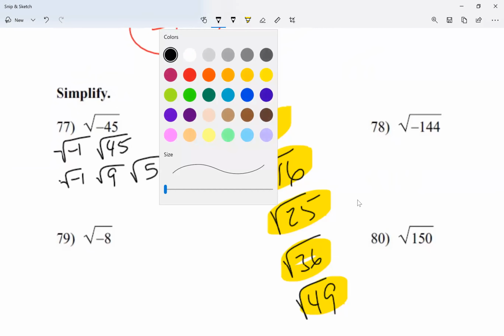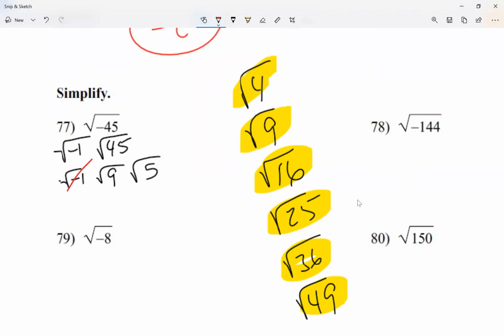Okay, so I know that the square root of negative 1 is i, right? We know that. I know the square root of 9 is 3. Now the square root of 5, there's nothing we can do. So my answer will be 3i square root of 5. Notice that everything that came out, I put at the front. Now, when there's a number and an imaginary number, put the real number first. So it's 3i, not i3, 3i.